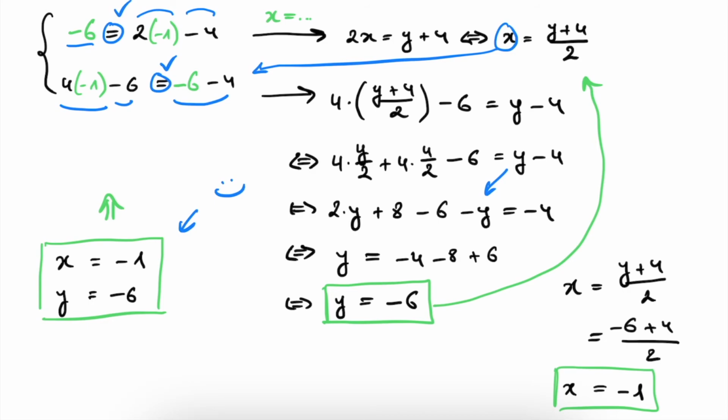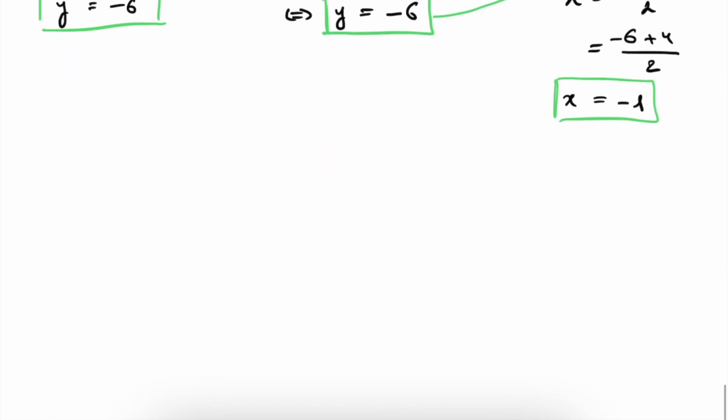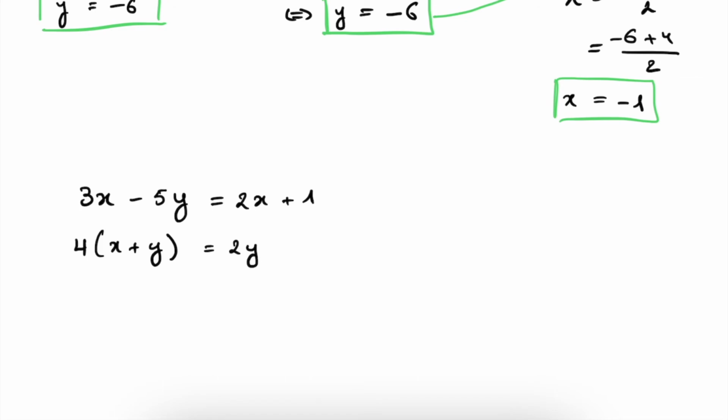To finish off, let's go to the last exercise, which is the most complex one of them all. We get 3 times x minus 5 times y is equal to 2 times x plus 1. And for the second equation, we get 4 times x plus y is equal to 2 times y. So these two equations might look quite intimidating. However, if we just do the same steps as before, we will be certain to get a right result if we do not make any stupid little calculation mistakes. So let's just do this.